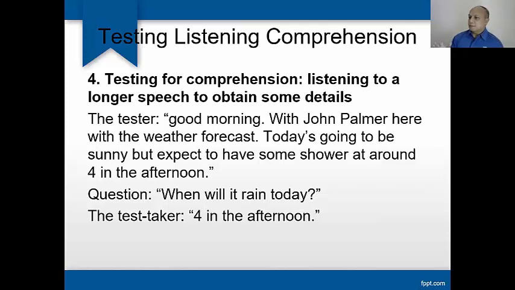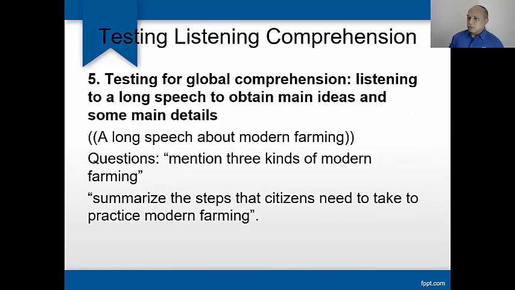Okay, so this answer is in response to the oral input here. Remember that if you want to make this, then you have to produce a longer speech, and then you ask questions to the test takers, and the test takers have to retrieve the right information and write it down on their answer sheet. Okay. The next one is testing for global comprehension.